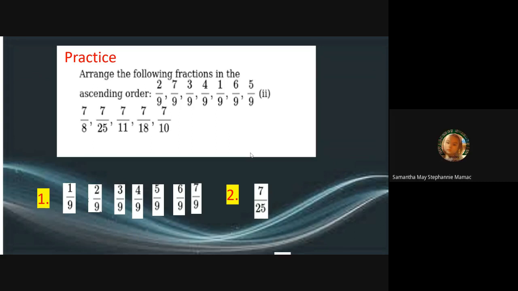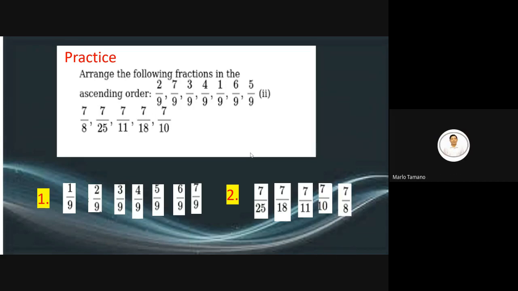Pangalawa, 7 over 18. Pangatlo, 7 over 11. Pang-apat, 7 over 10. Panglima, 7 over 8. Ibig sabihin, pinakamataas pala ang 7 over 8 among the fractions na 7 over 25, 7 over 18, 7 over 11, and 7 over 10. So, pinakamataas si 7 over 8. Naintindihan? Opo.